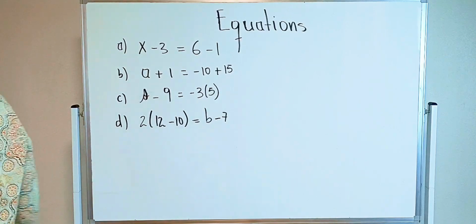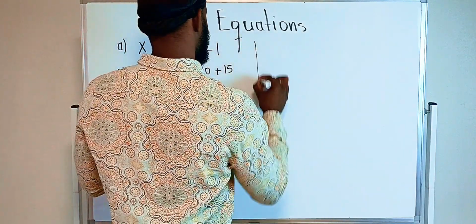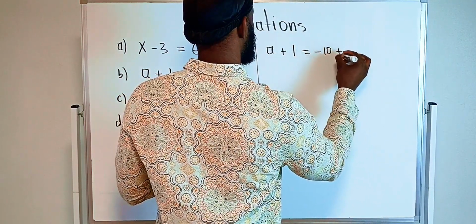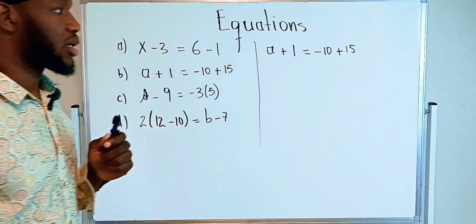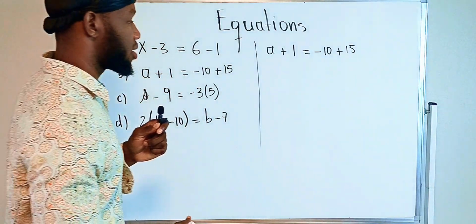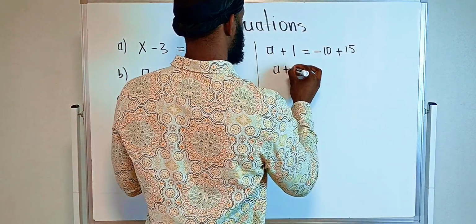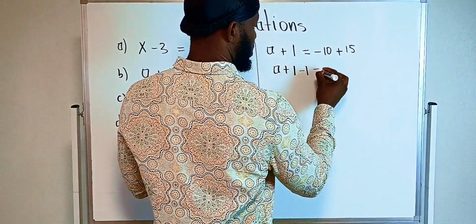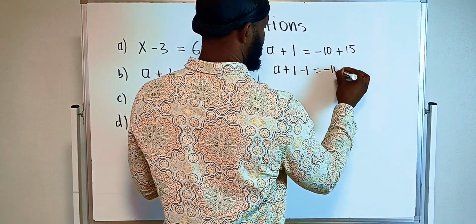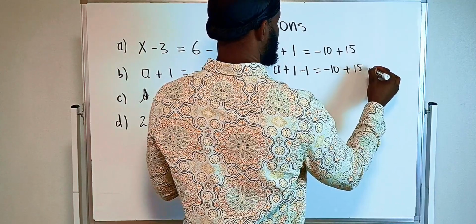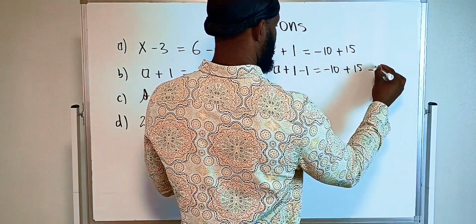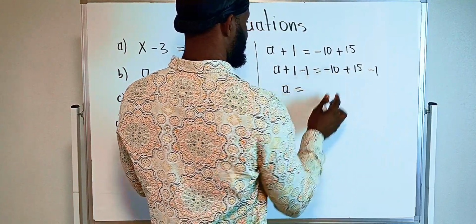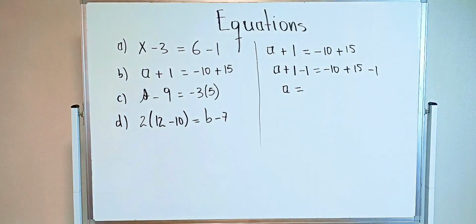So let's go ahead for the second one. We got a plus 1 equals negative 10 plus 15. Same thing, guys. So find a way to isolate the variable a. I just gotta get rid of the 1, by subtracting 1, but to keep the equation the same, I gotta do the same change to both sides. So right now I got a equals negative 10 plus 15.